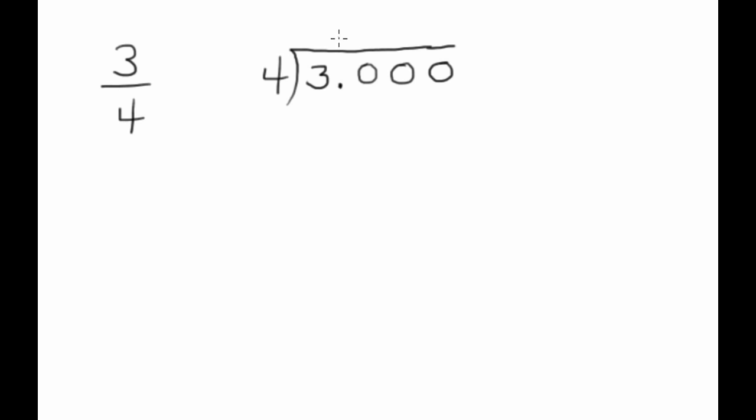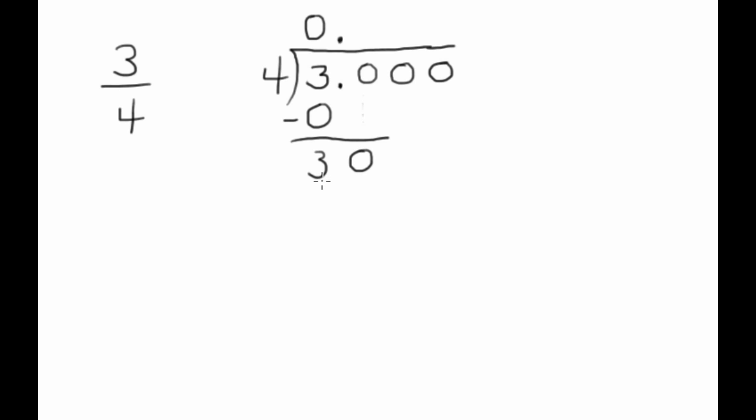Let's start that off. We're going to put our decimal point right up here. How many 4s fit inside 3? We're doing the division. Well, 0. 0 times 4 is 0. It's time for the subtraction. 3 minus 0 is 3. It's time to bring down this 0. So this 0 goes right there.